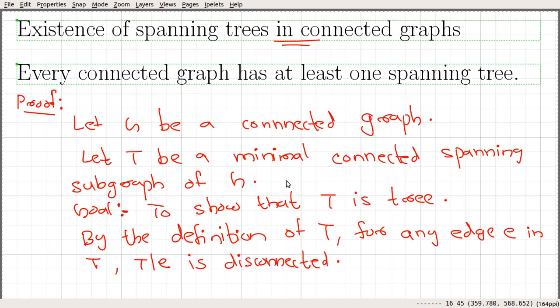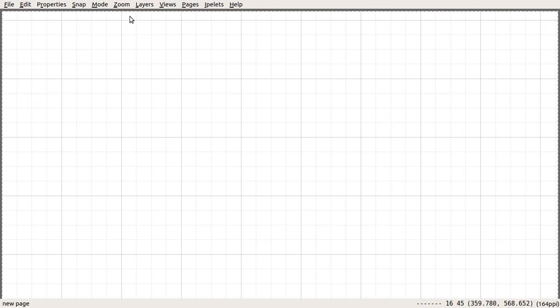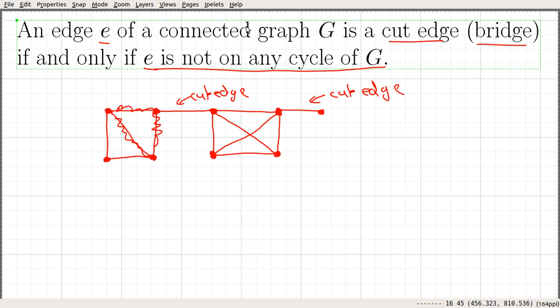So that is true for any edge in this tree. Okay, and that says this particular edge is a cut edge in T. Therefore E is a cut edge or bridge in T. Okay, and next we are going to use this theorem.